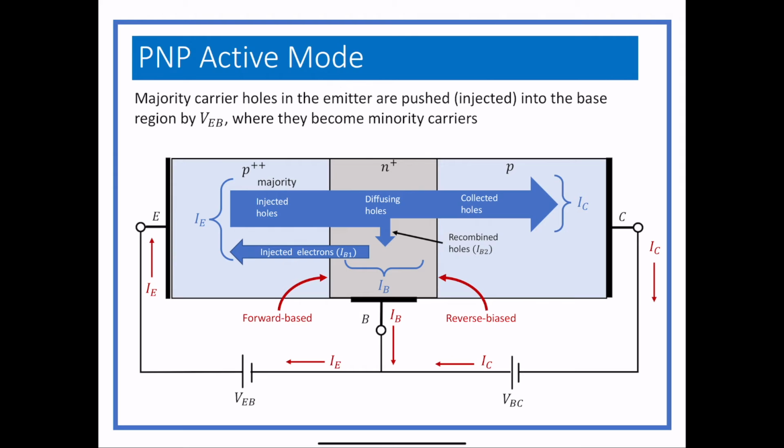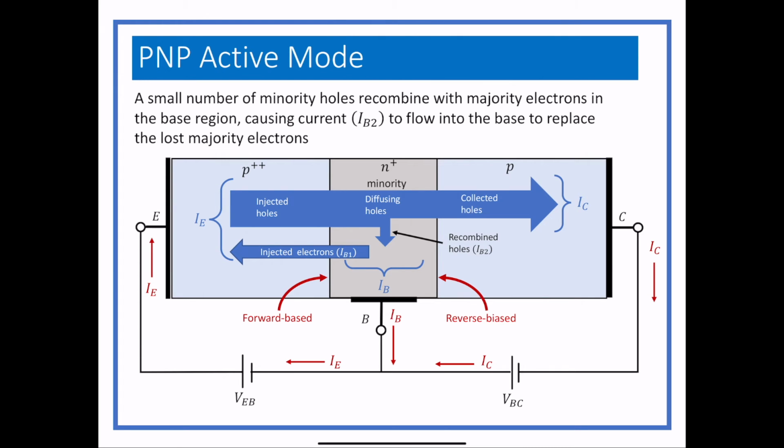We take majority carrier holes this time in the emitter region, and they get pushed into the base region because we've got a positive voltage at the emitter. They become minority carriers, and then again, some of the holes recombine with electrons in the base, which gives us IB2, which actually flows out of the base, not into the base. I have to change that. That should be out of.